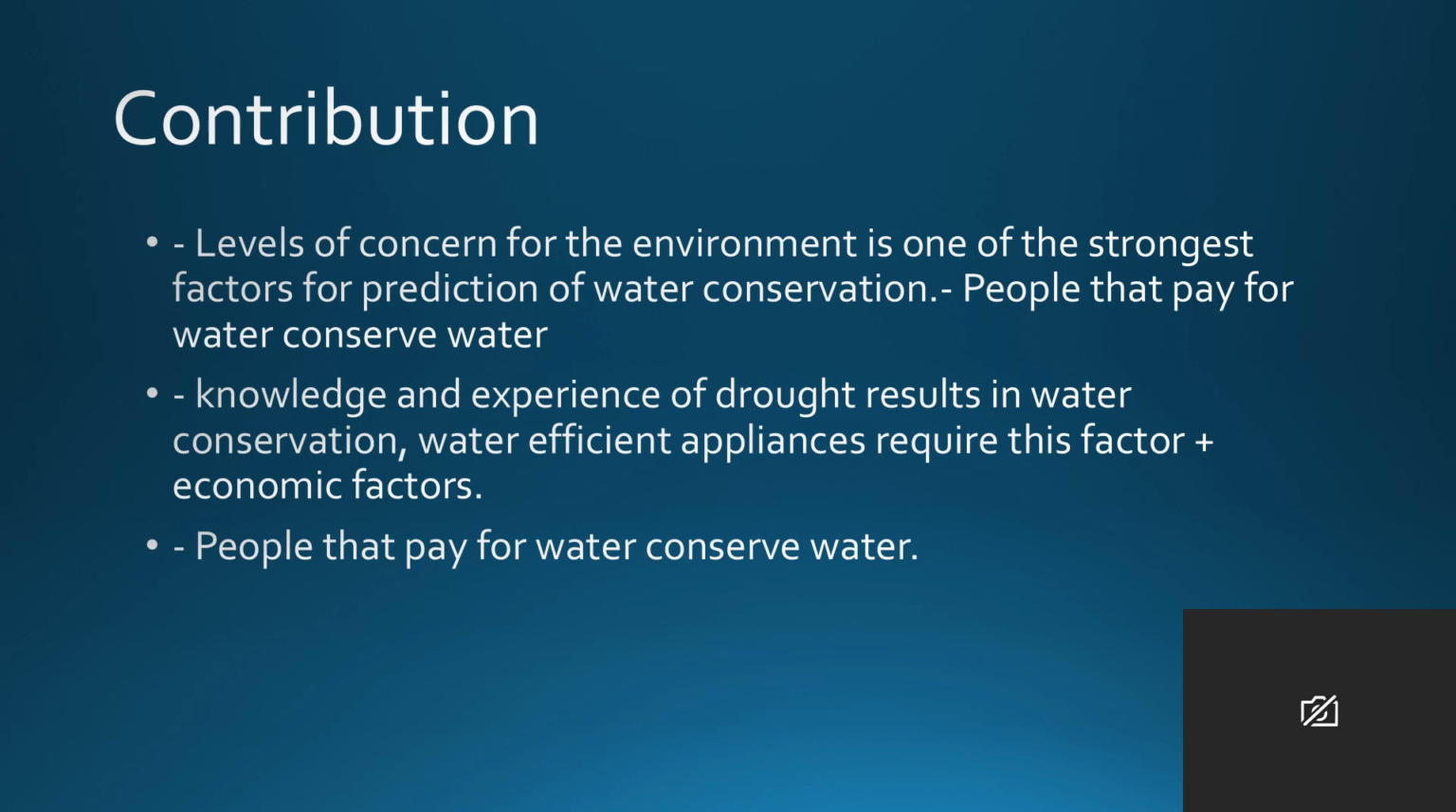So the contribution of this paper, there were quite a few. One is the levels of concern for the environment is one of the strongest factors for prediction of water conservation. So pretty much the people who are going to conserve the most water are the people who actually care. People who care about the water issues, people who care about the environment, they're most likely to do this.